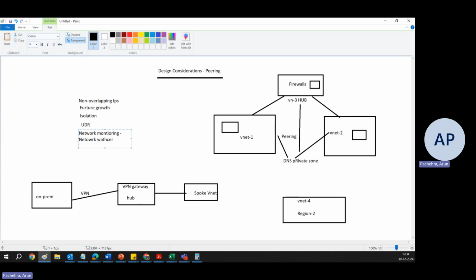Apart from this, I think this is all about peering connectivity and design considerations. Okay, we'll see some settings in the next video. Don't want to extend it too much.